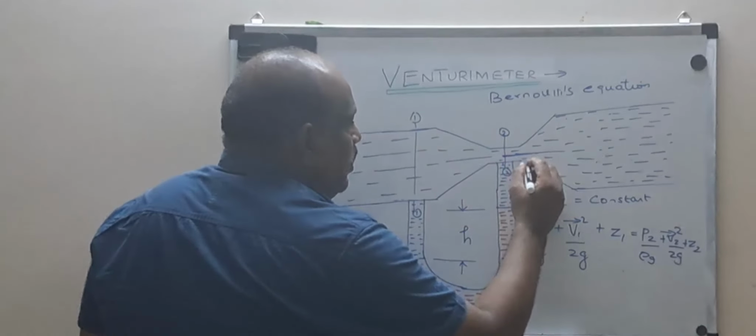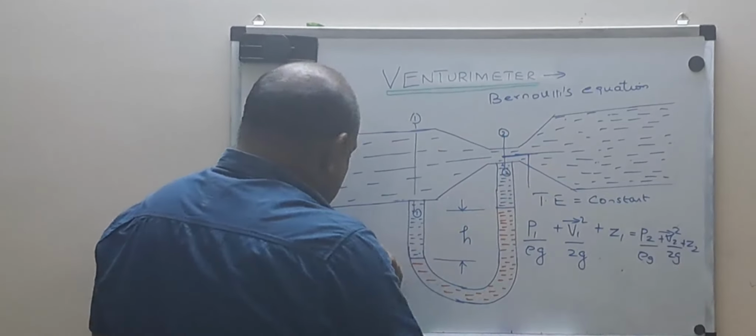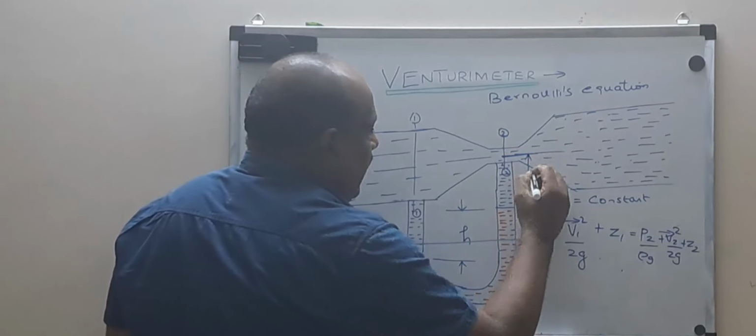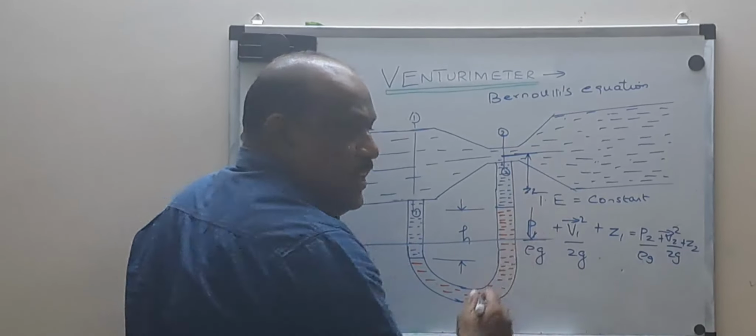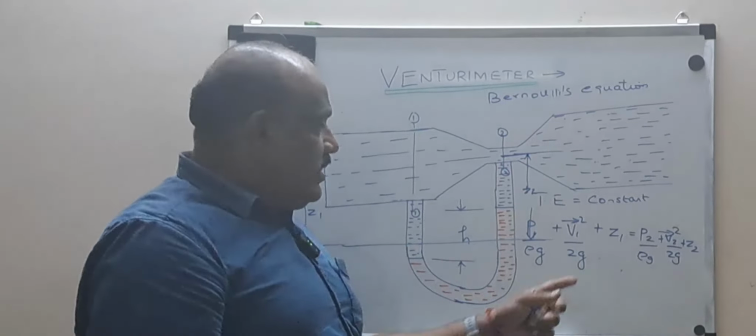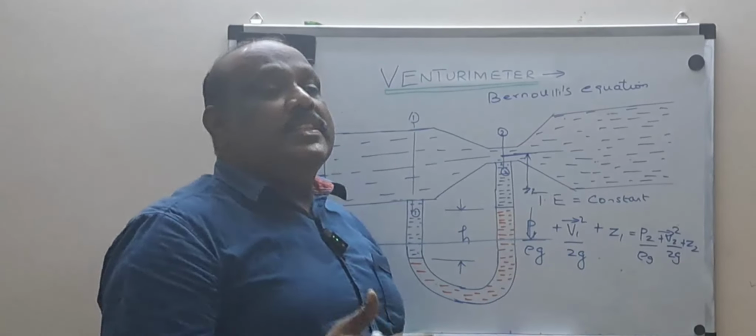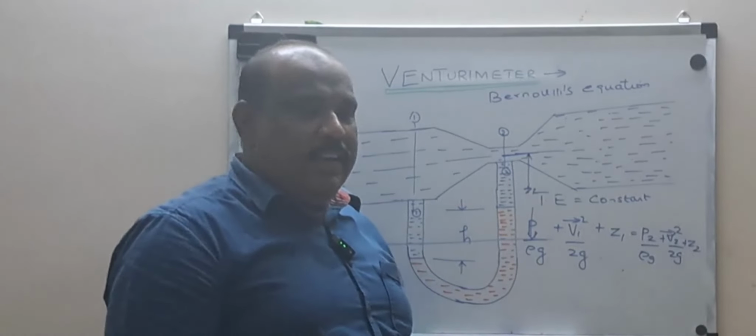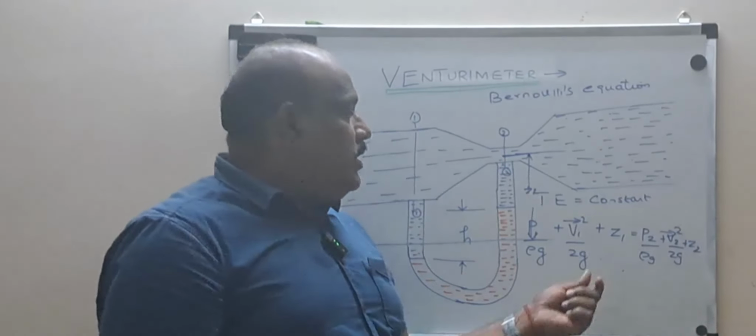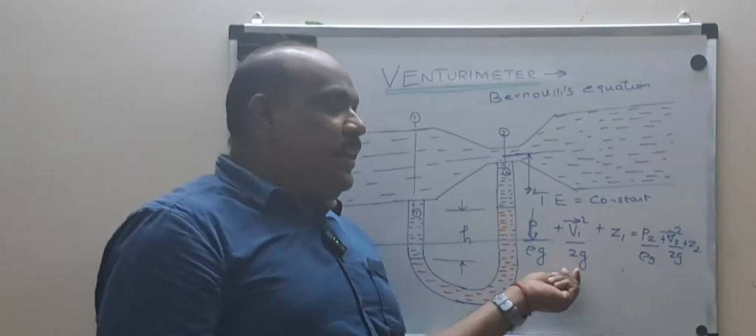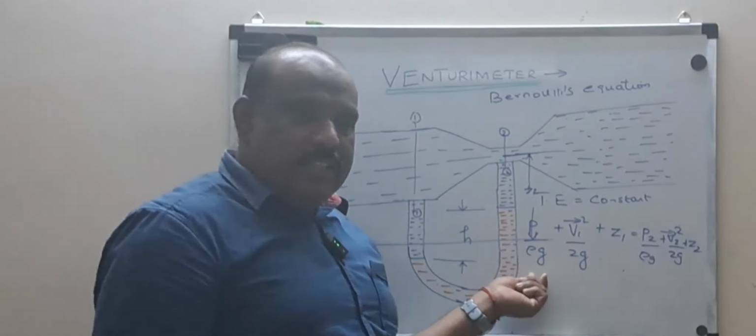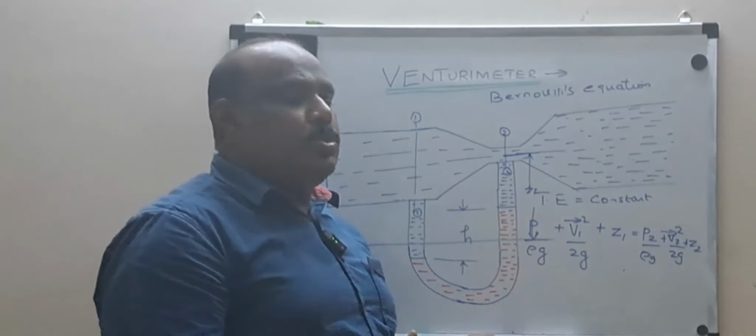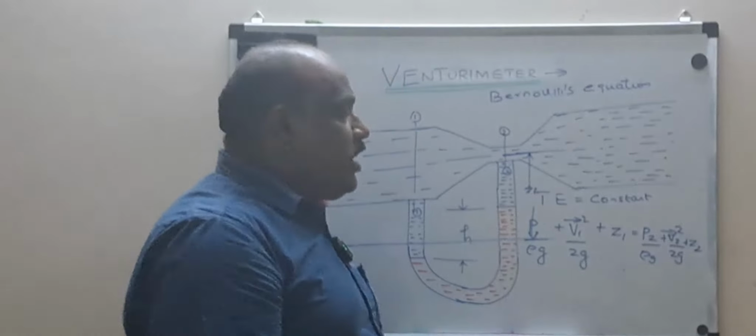What is Z2? This is point 2. If I take the height from here to the datum, this is Z2. What does this height indicate? Potential energy, because mgh. Okay, got the logic. So this is the potential head, this is the kinetic head, and this is the pressure head. If you add all three heads, it is called the total head.